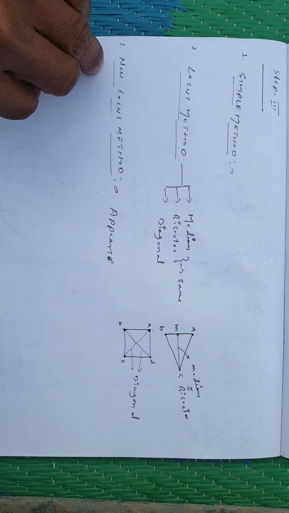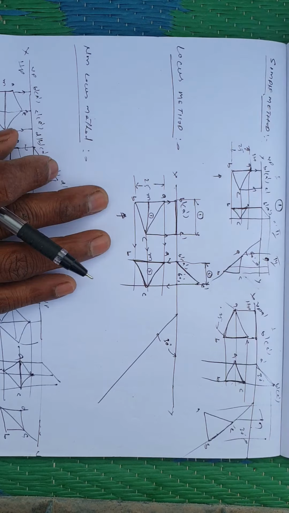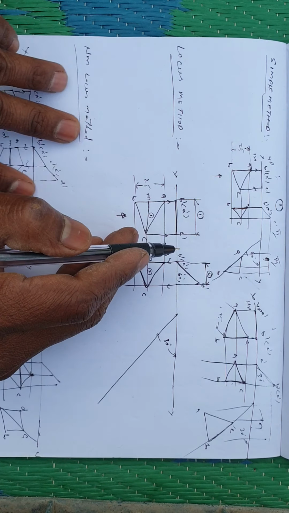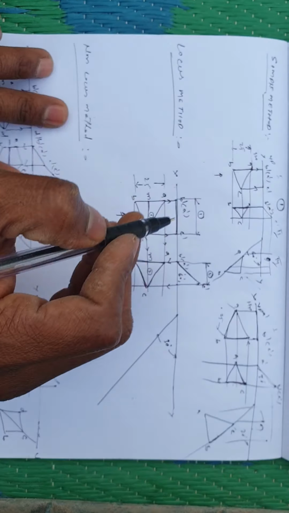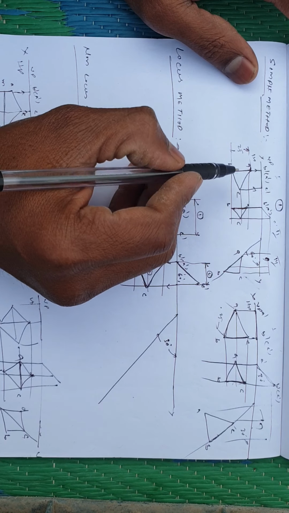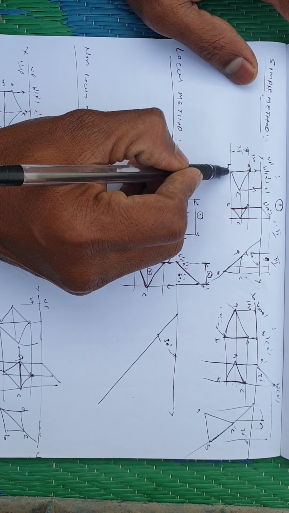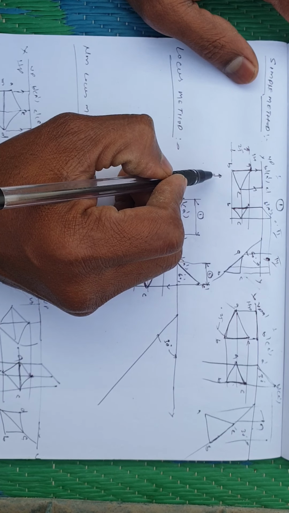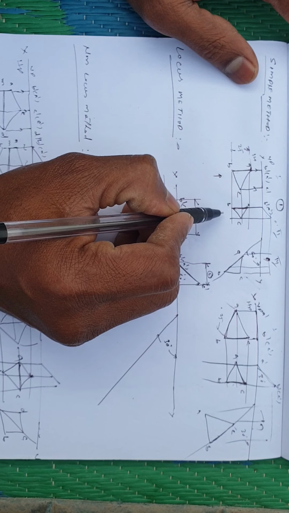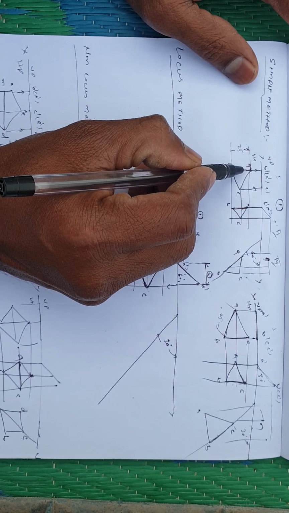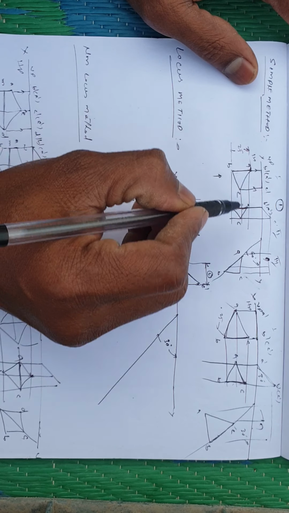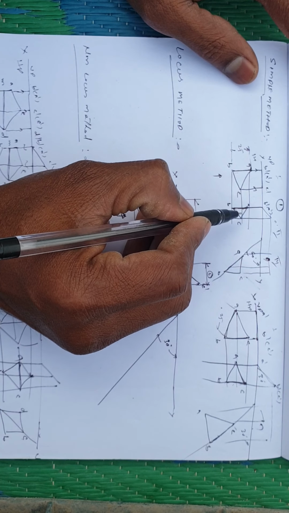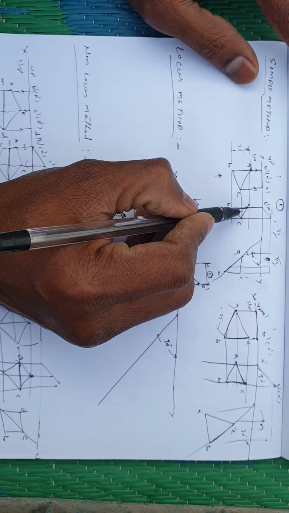As you know, in the last class we solved three problems by the simple method. This is the simple method. The first problem we solved was resting on HP by H. This is the true length top view, and this is the apparent length top view. The lamina is resting on HP by H, so this is the resting edge. In this view, see, three sides are there.